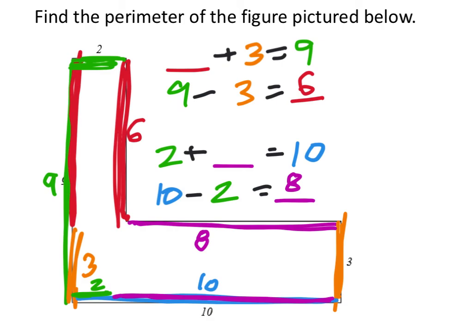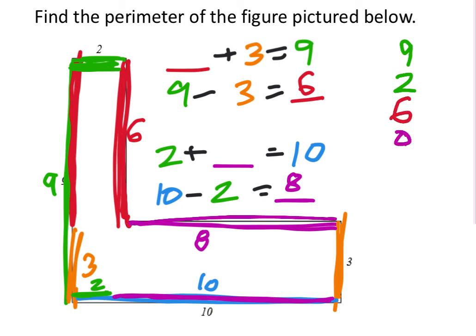So I'm going to start with the green, the 9 here, and then move clockwise around the shape until I've used up all the values. So I'd start with the 9, then I'd move to the 2, and then the 6 in red, and then the 8 in purple, and then the 3 in orange here, and then finally the 10 in blue. And we're just adding all these together in order to find the perimeter.